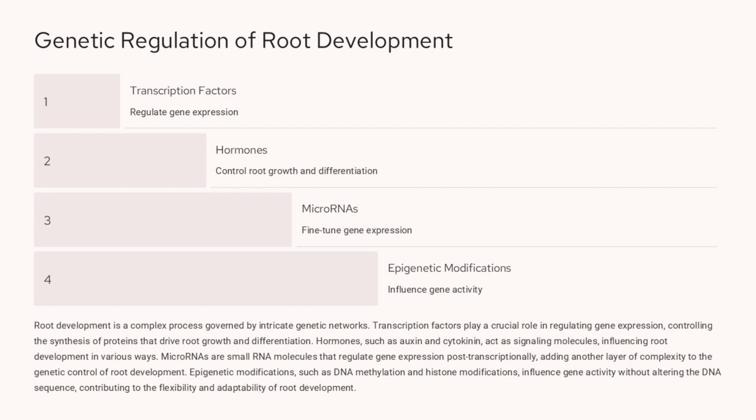Hormones, such as auxin and cytokinin, act as signaling molecules, influencing root development in different ways, like controlling growth and differentiation. MicroRNAs are small RNA molecules that regulate gene expression post-transcriptionally, adding another layer of complexity to the genetic control of root development. Epigenetic modifications like DNA methylation and histone modifications influence gene activity without altering the DNA sequence, contributing to the flexibility and adaptability of root development. Understanding these genetic mechanisms is crucial for improving root traits and optimizing plant performance in different environmental conditions.